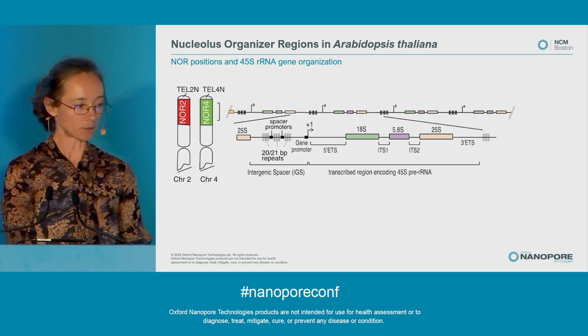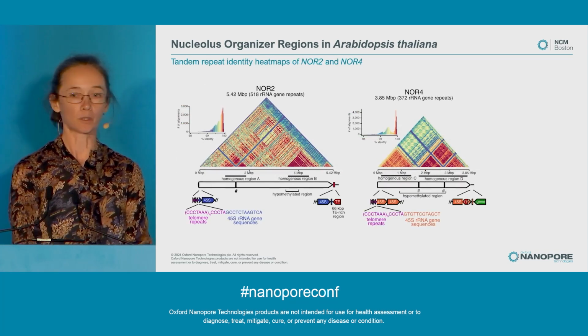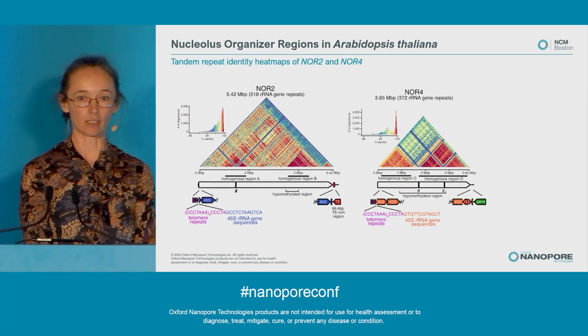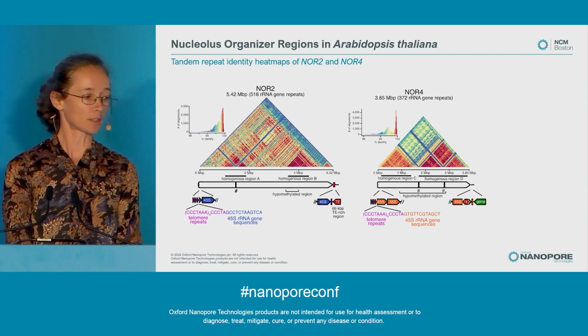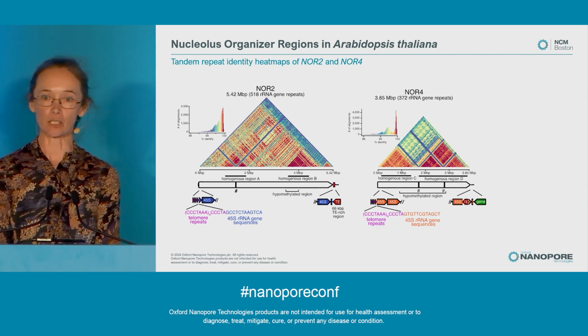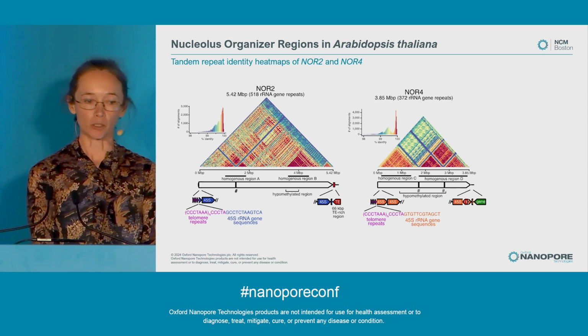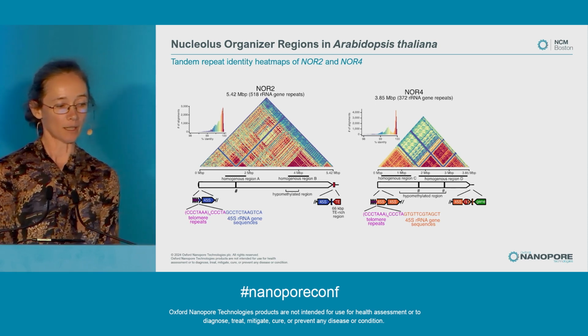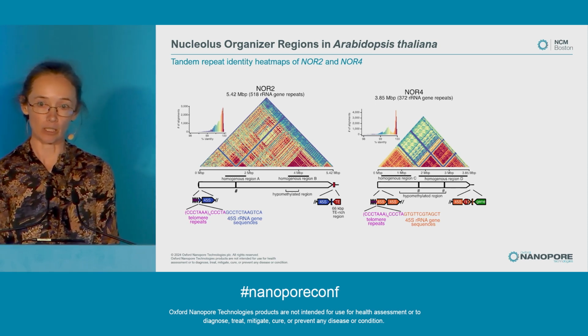So with that, we were able to assemble both Chr2 and Chr4 regions in Arabidopsis. Chr2 is about 5.42 megabases and contains 518 ribosomal RNA gene repeats. Chr4 is a bit shorter. It is 3.85 megabases with 372 ribosomal RNA gene repeats.